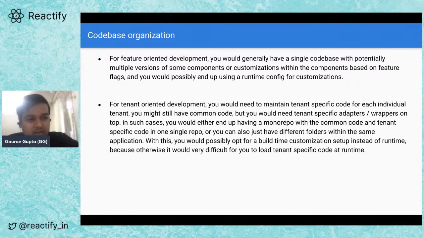But with tenant oriented development, you would probably need to make this decision at build time, because you have 70 components which are customized for each of the tenants. It is very difficult for you to identify at runtime which of these components to load, and even if you load them, they should be compiled bundles of JavaScript code. You cannot compile them on the fly. So generally, the easiest thing to do here is to just have compile time multi-tenancy, where you will have separate builds for each of the tenants.